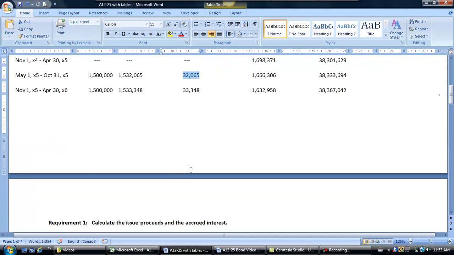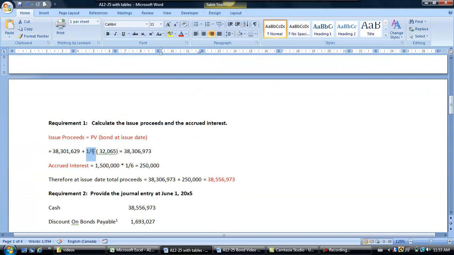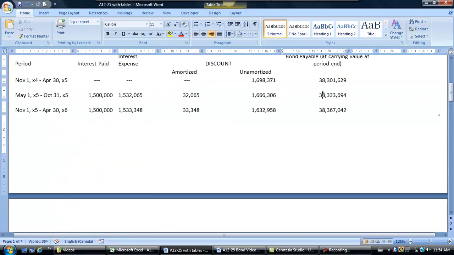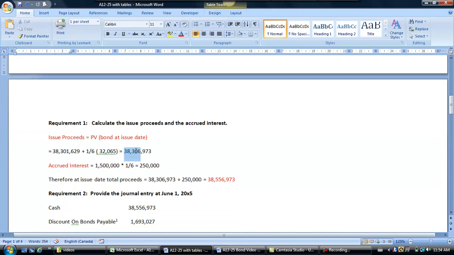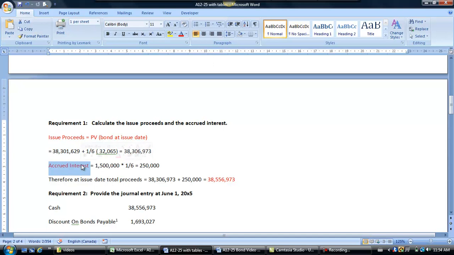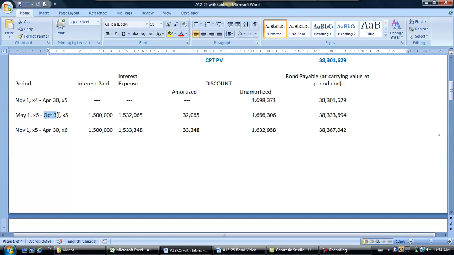So now when I'm calculating the proceeds here, the present value is going to include 1 month of the amortized discount in addition to the present value of the bond to open the period within which the bonds were issued. That's going to give me a present value of $38,306,973, and you would expect it to fall somewhere between these two, because June 1st is somewhere between these two dates. So now we have the proceeds that we would receive for the present value, but don't forget, these guys are also going to get interest on the next interest payment date, which is October 31st.